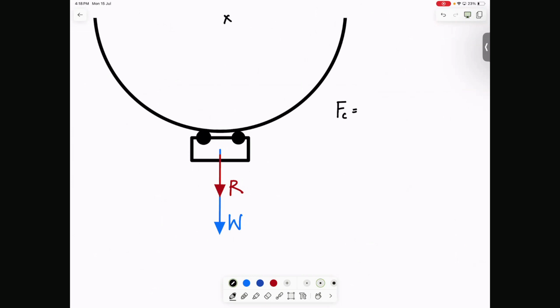Minus W, which means it's not towards the center. R plus W? It can't be R plus W, right? Because that's my center, and the weight and the reaction are the other way. I need a force to act towards the center for circular motion. So what should it be? Exactly, that's the correct answer. It's impossible. So there's no roller coaster on Earth that can actually do this on its own.